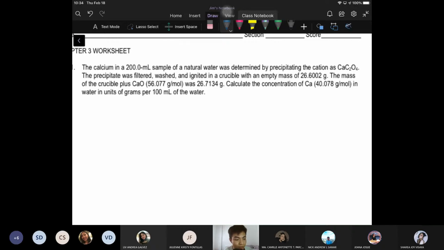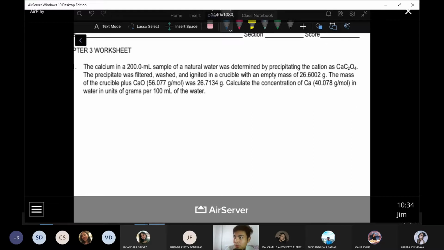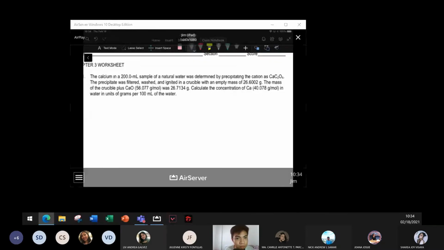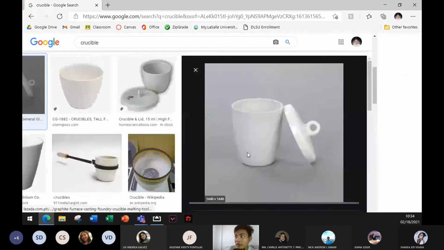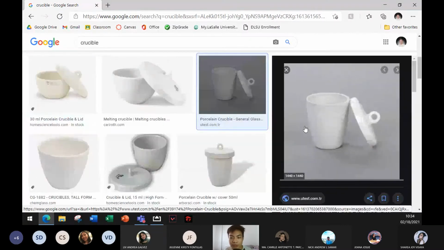No? Ano yung tsura ng crucible? Pakita ko sa inyo. Google natin. Para may idea kayo. Crucible. Okay. So, ganito po yung itsura ng crucible. Minimize natin to. Ayan, kita nyo na ba? Ayan yung itsura ng crucible.